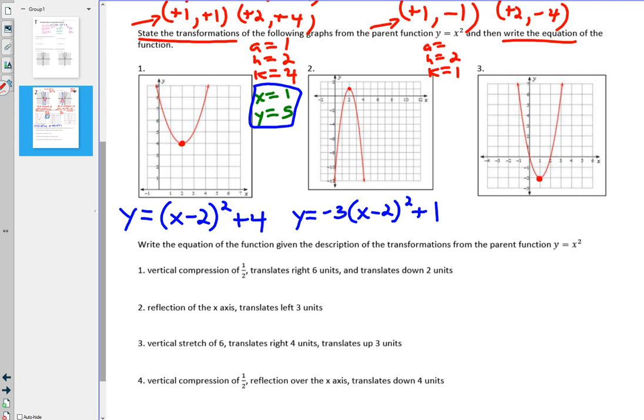So if I go one to the right of the vertex, what else am I doing in order to stay on the parabola? I'm going 3 down. That 3 down is going to be whatever A is. Whatever happens 1 unit to the right, that's what A ends up being. But if you were to find it algebraically, you should end up with the same.